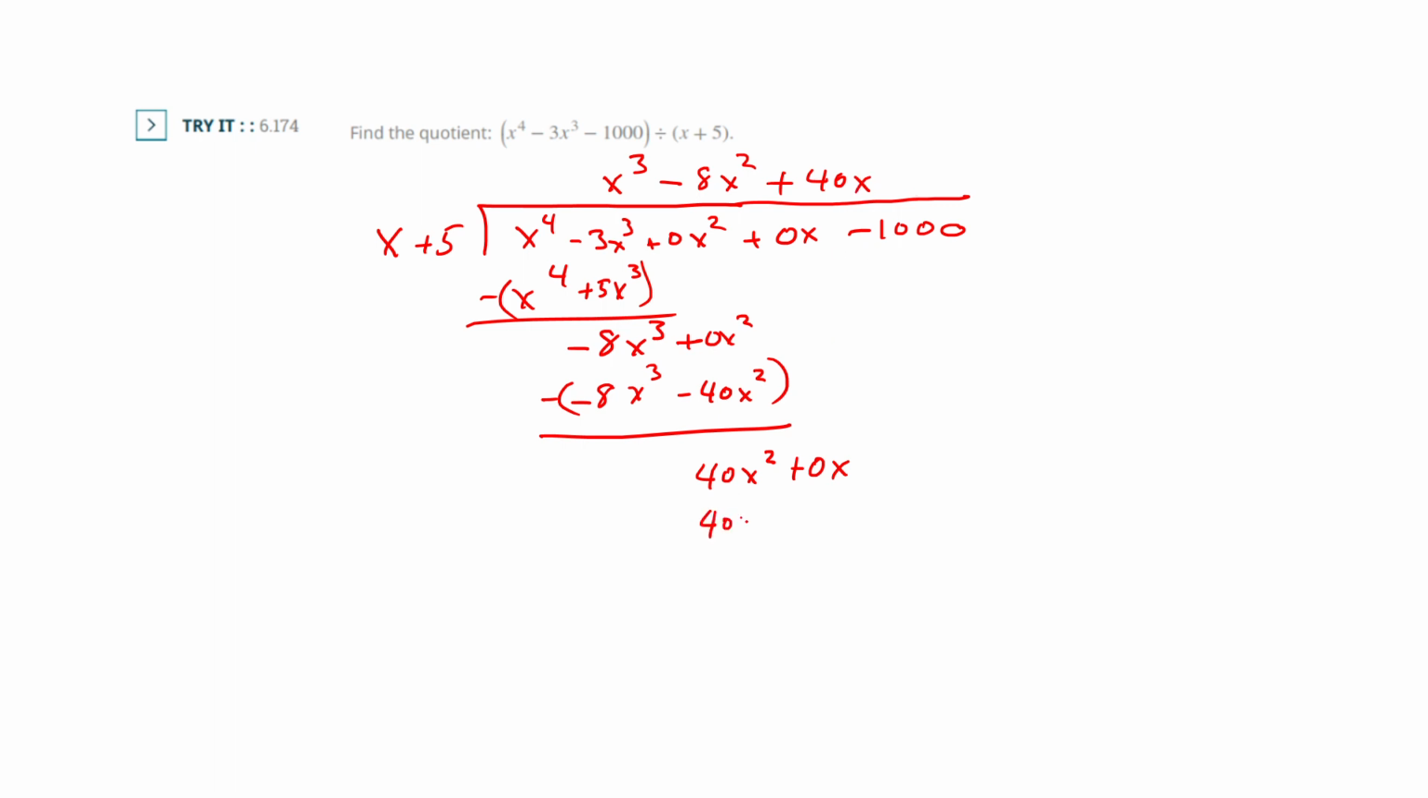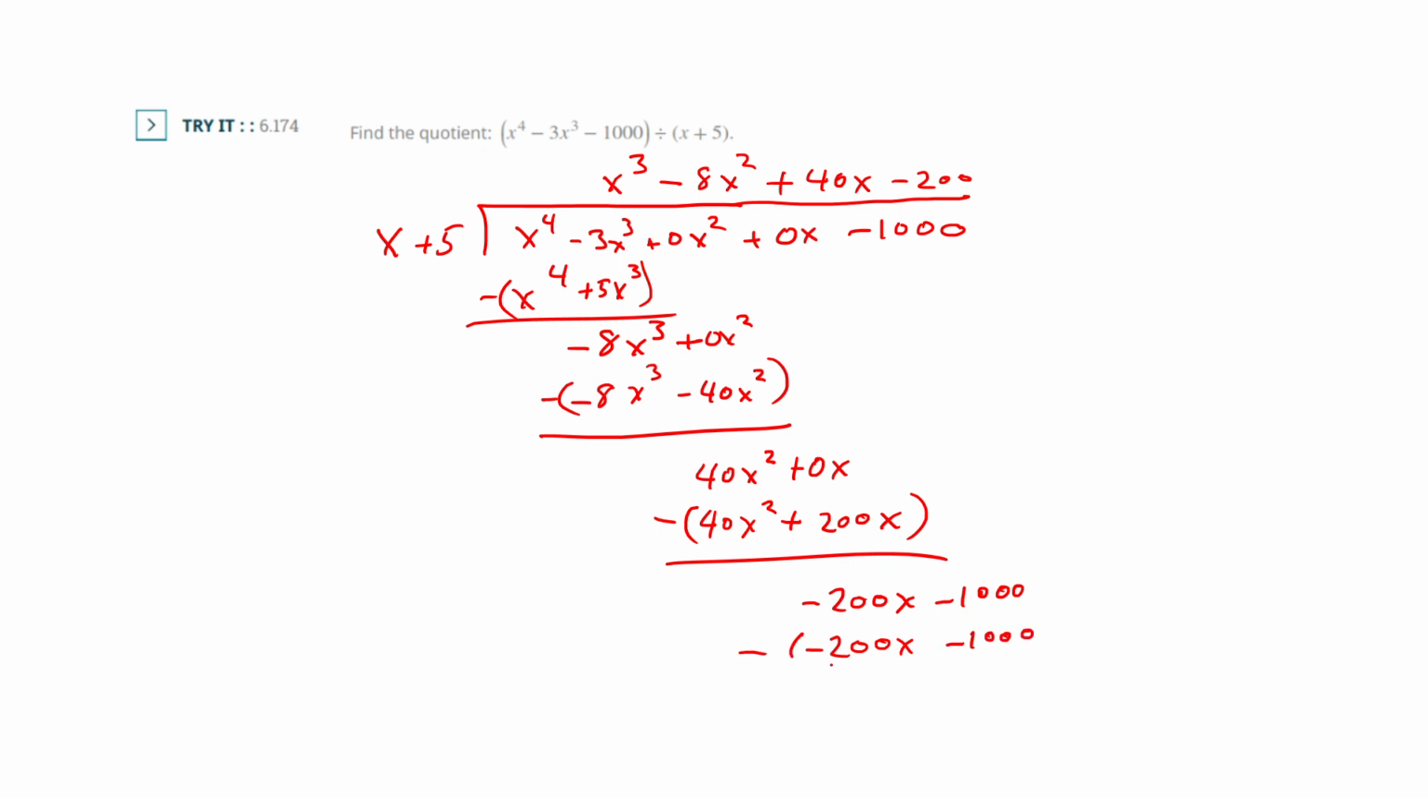So I've got 40x squared plus 200x. Leftovers, I'm going to have negative 200x minus 1000. These numbers have gotten a little odd. Okay, so let's get this to match up. x into this is negative 200 to get the front terms to match. Now, negative 200, so you get this. Negative 200 times 5 is negative 1000. Change our signs. And this is a plus, so everything's gone. So I get all of that madness.